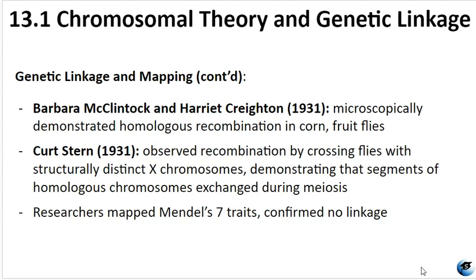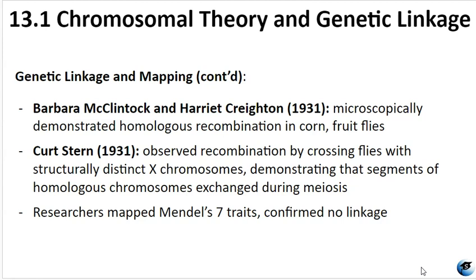By crossing flies, observing their offspring, and then visualizing the offspring's chromosomes, Stern was able to demonstrate that every time the offspring allele combination deviated from either of the parental combinations, there was a corresponding exchange of an X chromosome segment. Using mutant flies with structurally distinct X chromosomes was the key to observing the products of recombination because DNA sequencing and other molecular tools were not yet available.